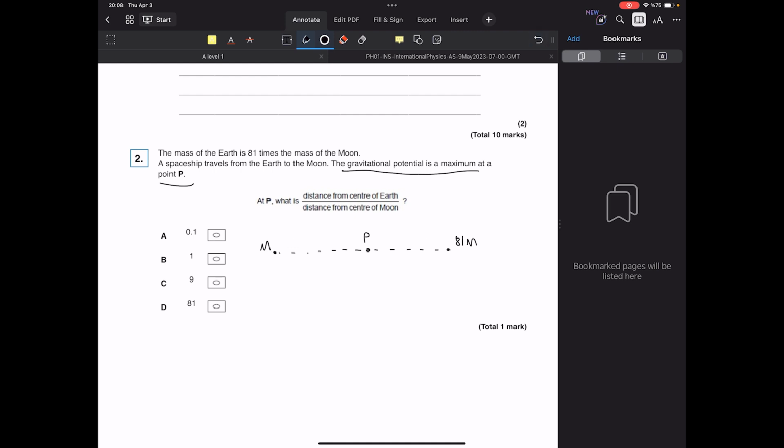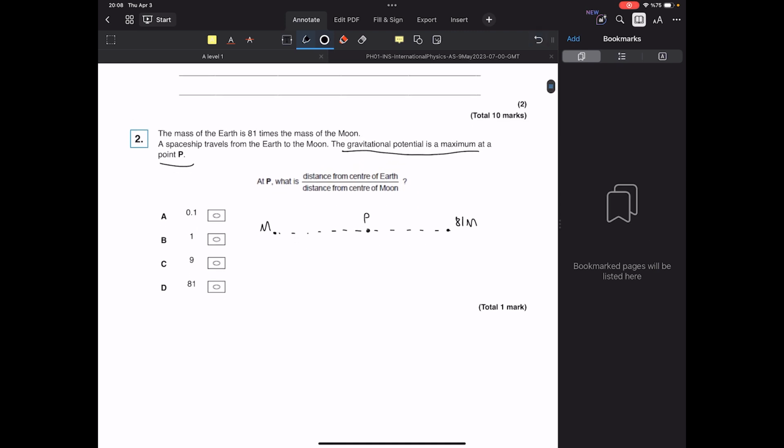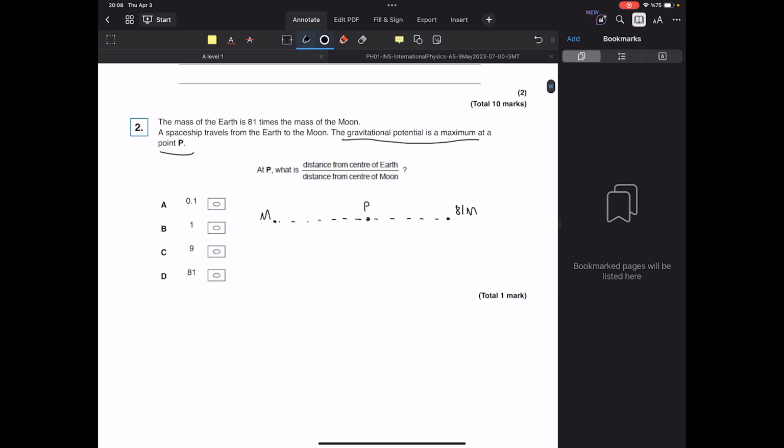Now here's the thing, this is kind of a calculus question. I mean, not really. Maybe I'm going to solve it with calculus. So we know the gravitational potential is maximum at point P, and the change of the gravitational potential with respect to the position is going to be equal to 0. But we know this value to be equal to negative g, the gravitational field strength at that point. So we want this to be equal to 0.